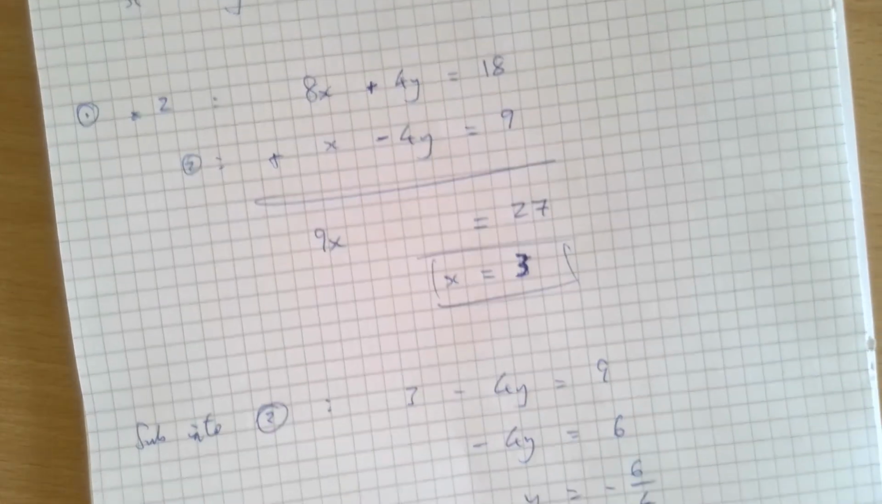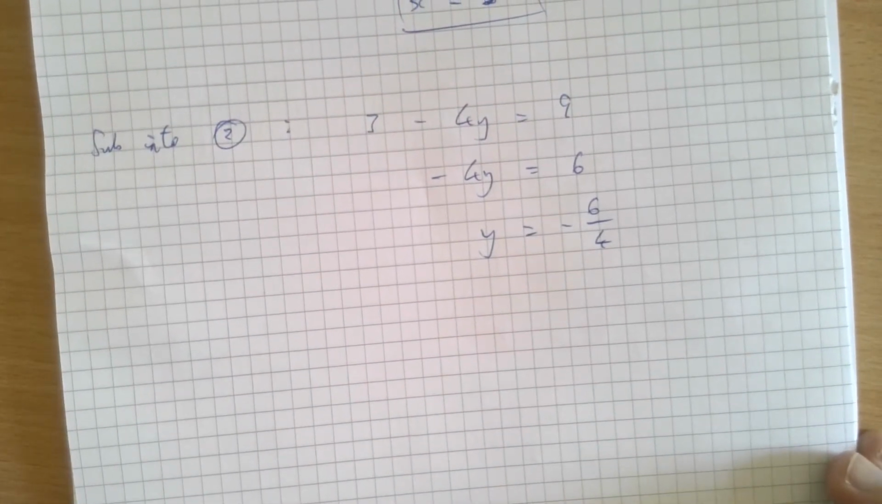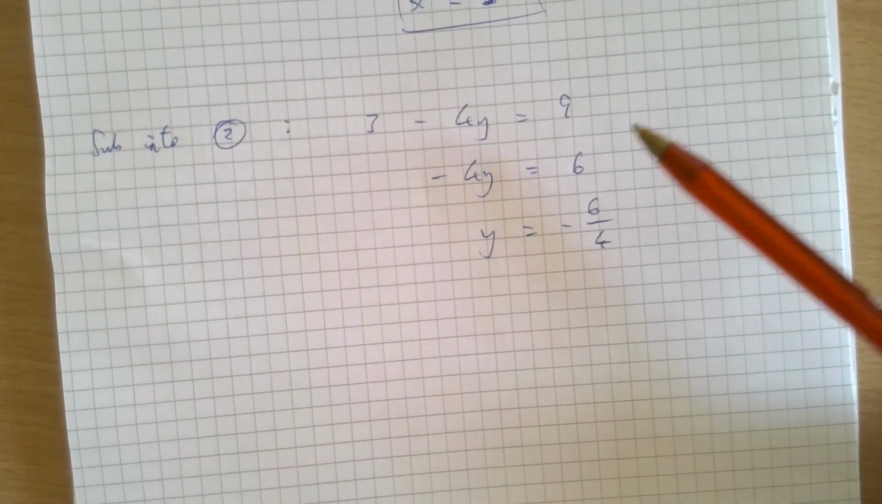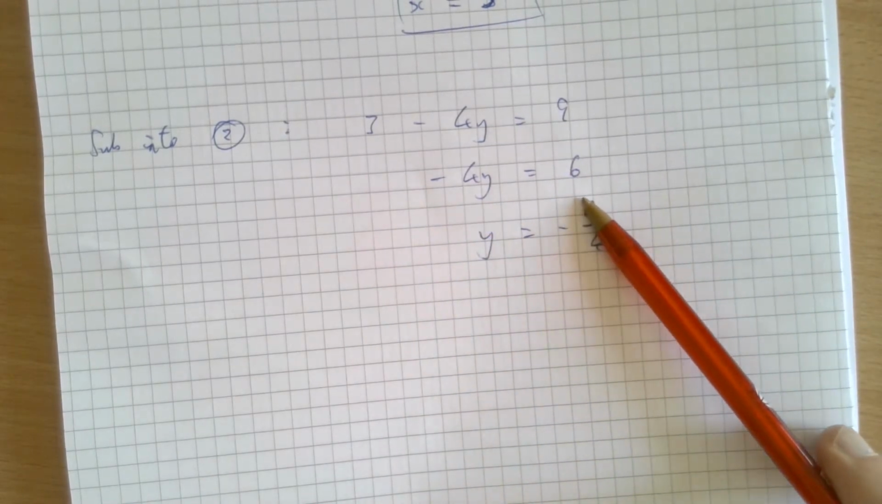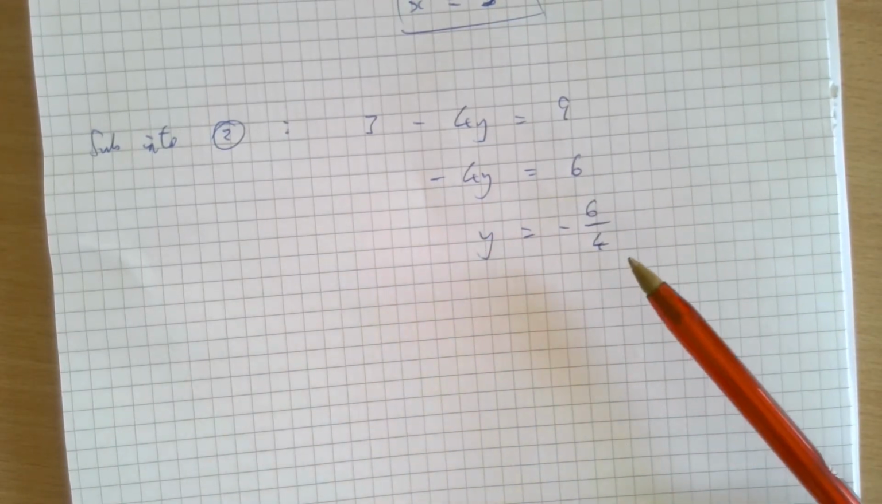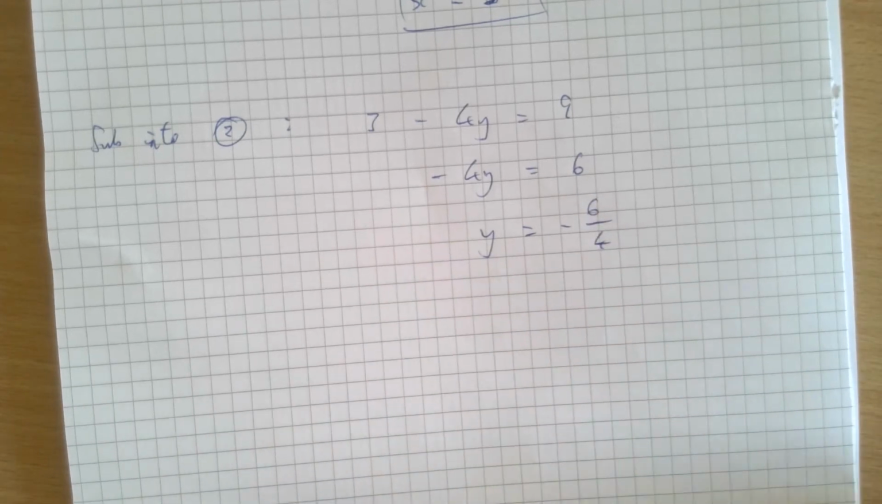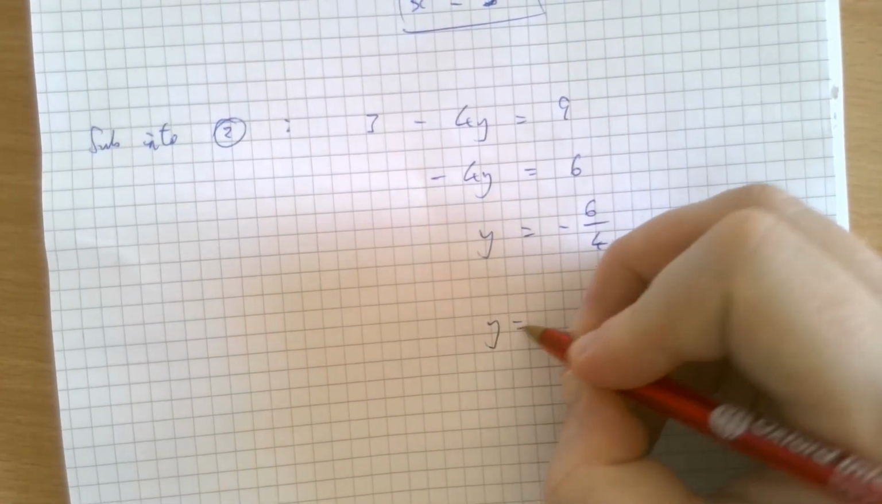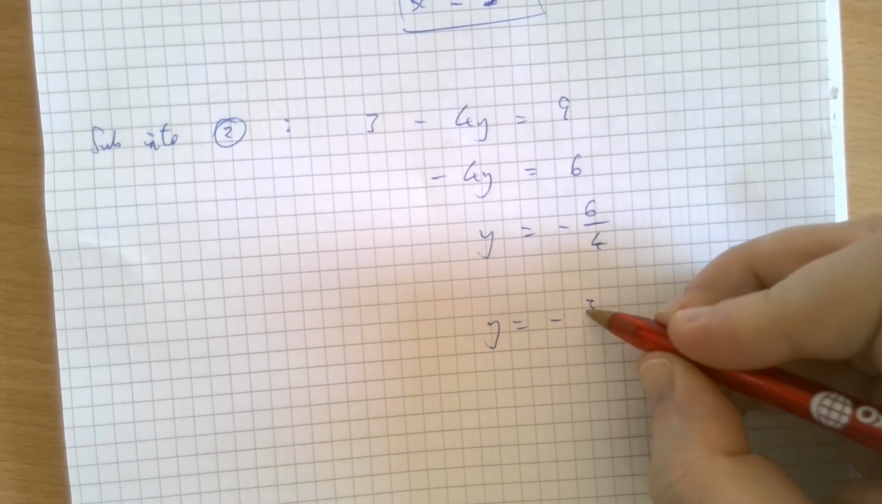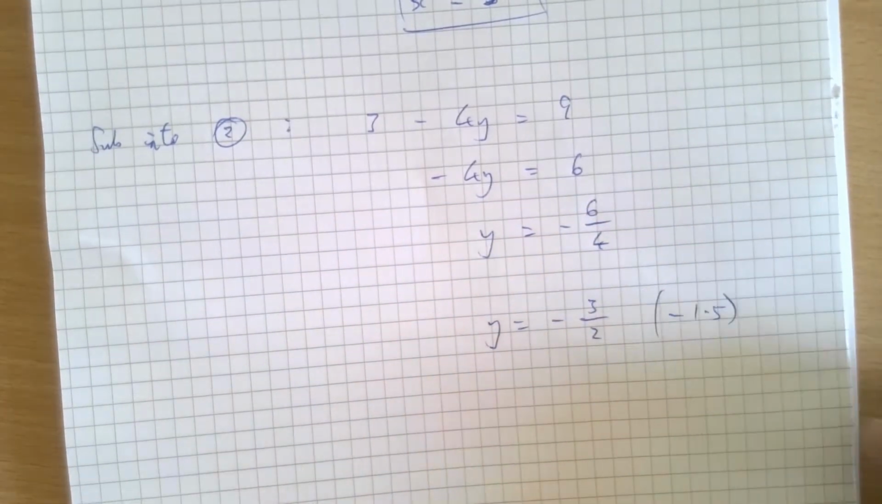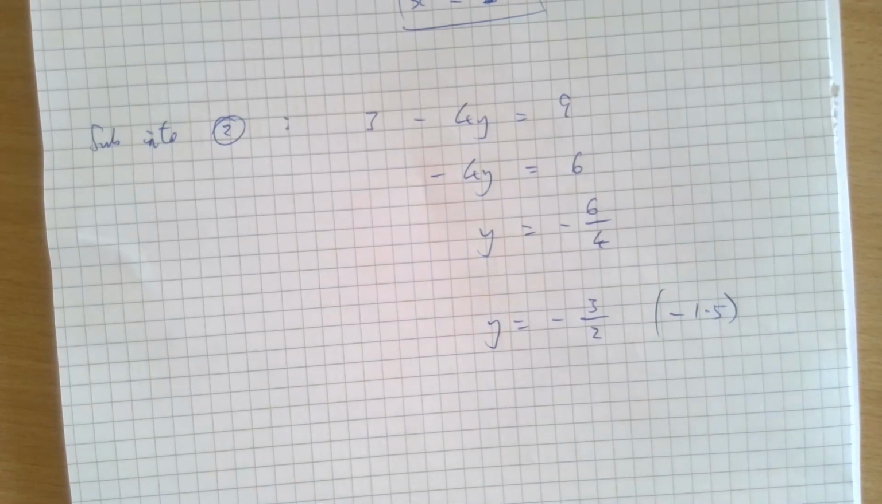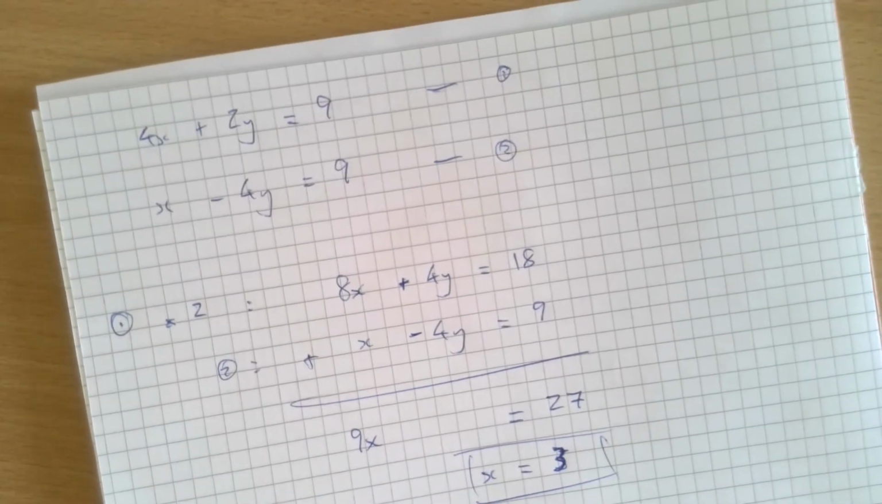Let me just show you what I'm doing there. I'll explain that again. Take away 3 from both sides to make that 6 on the right-hand side, and then divide both sides by negative 4 to make negative 6 over 4. That simplifies to minus 3 over 2, or you could write that as minus 1.5. It doesn't matter. So that's the first of the two equations I wanted to do today.